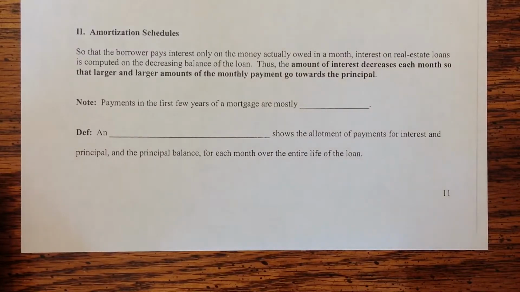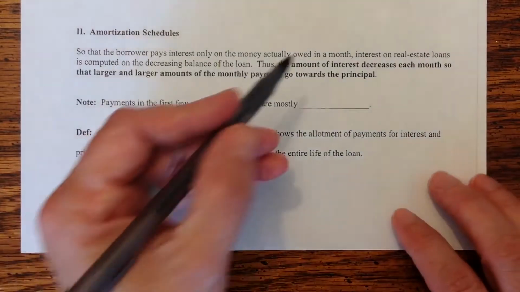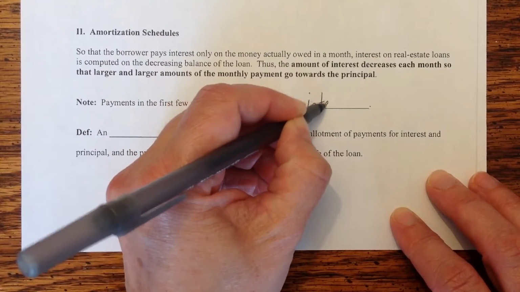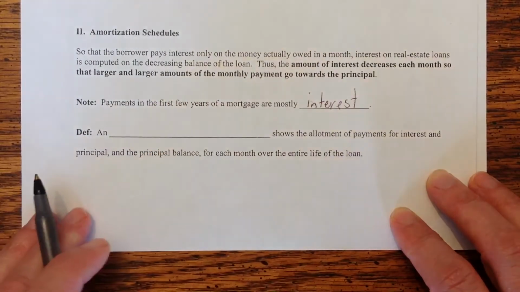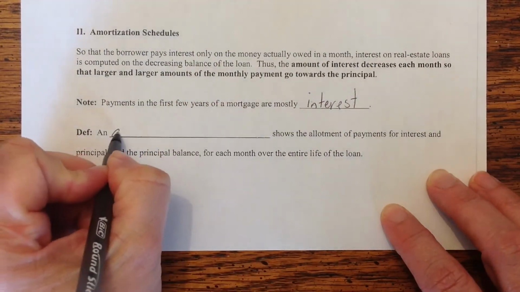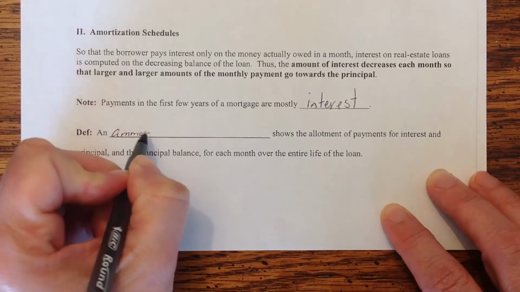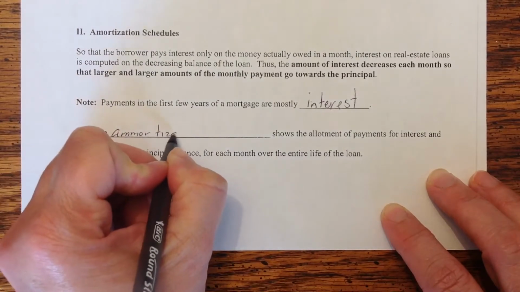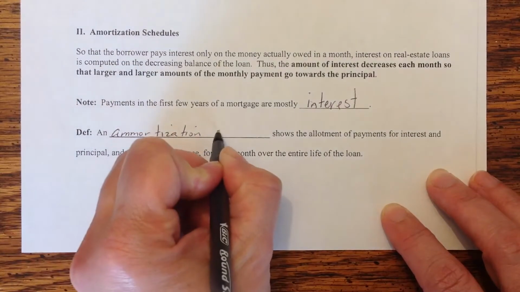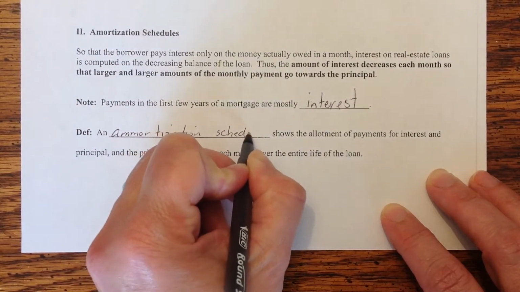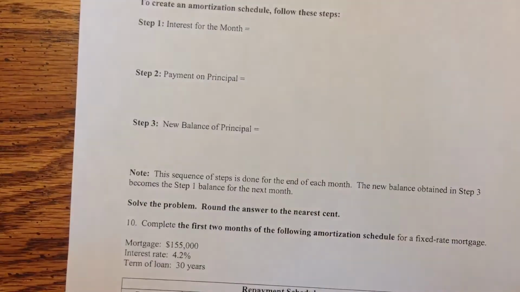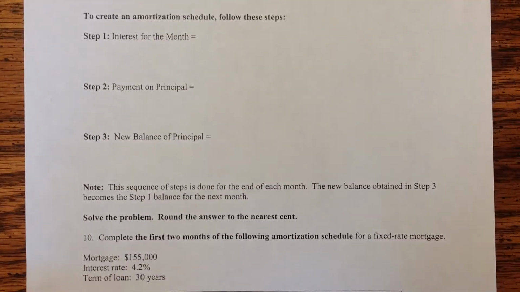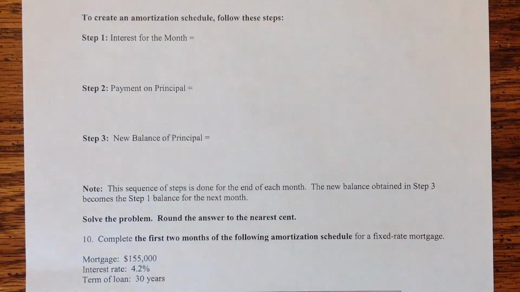So, the very first few years of a mortgage payment are mostly going towards interest. And our amortization schedule will show us that. So that's what we're going to work on. We're going to work on an amortization schedule. So let's go through the process first, and then we'll put the process to use on an example.